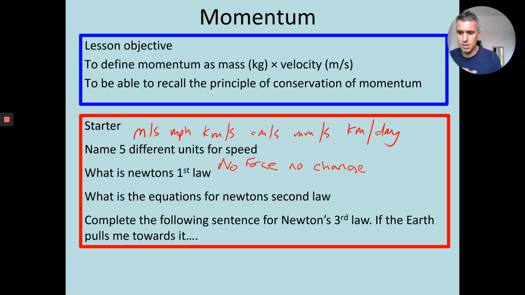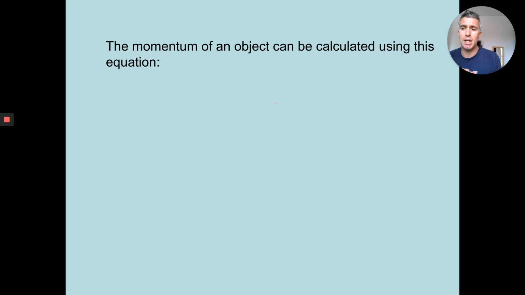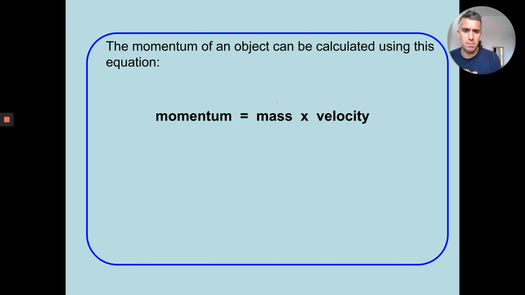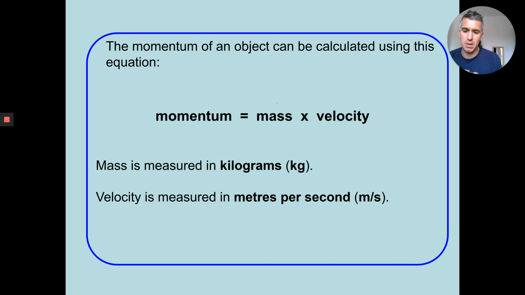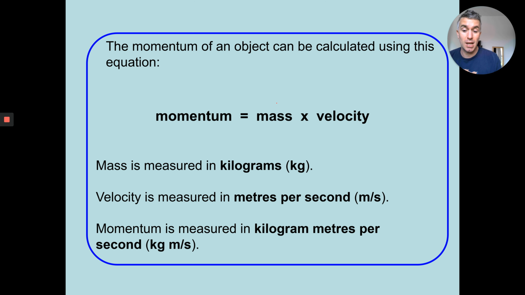Right, next page. So first of all, we're going to give you the equation for momentum, and then we'll explain what it means. The momentum of an object can be calculated using this equation. Momentum is equal to mass times velocity. Mass is in kilograms, velocity is in meters per second, and momentum is measured in kilogram meters per second. Write it down. I'm going to change the battery in this pen. Pause and answer the question.